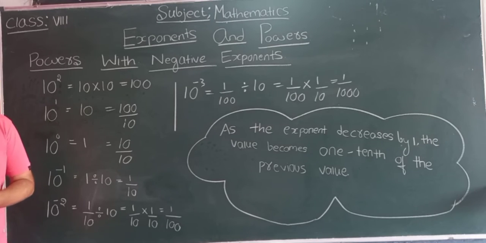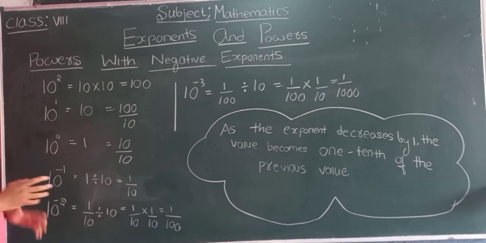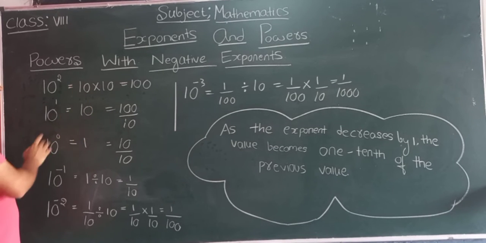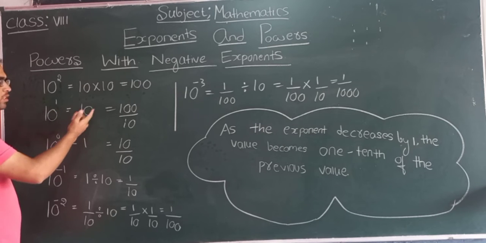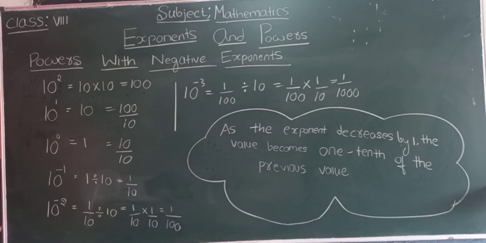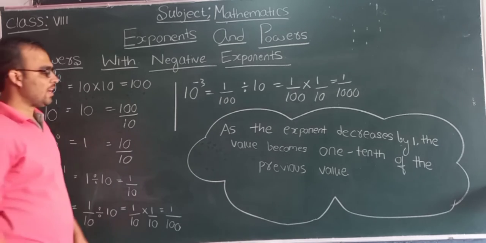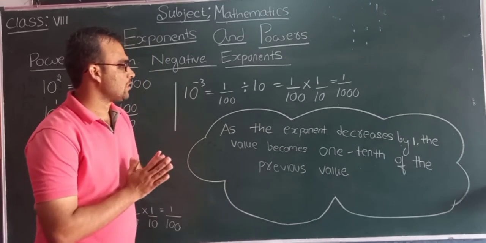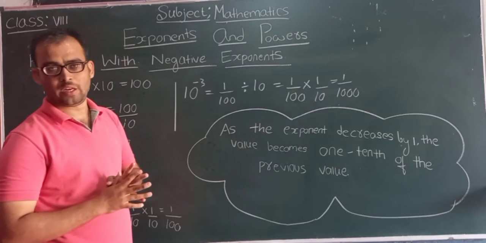Students, now we discuss the powers with negative exponents. Okay, now look at here. 10 to the power 2 is there. It means that we need to multiply 10 2 times, that is 100. Okay, so 10 to the power 1 equals what? 10 only. So we need not multiply one more time. And here 10 to the power 0 is what? 1. Okay, now come to this. So what I have written here: as the exponent decreases by 1, the value becomes 1/10 of the previous value.